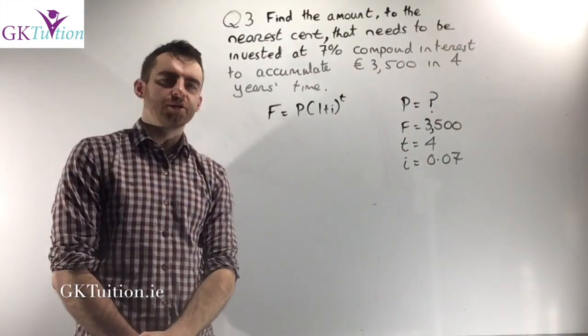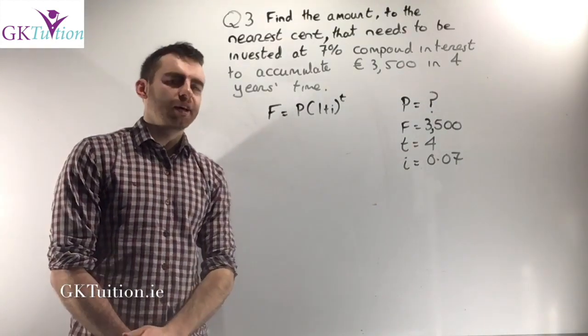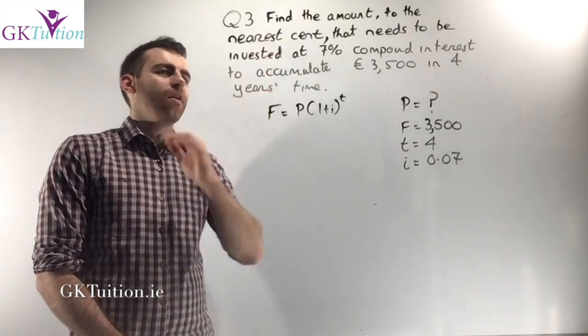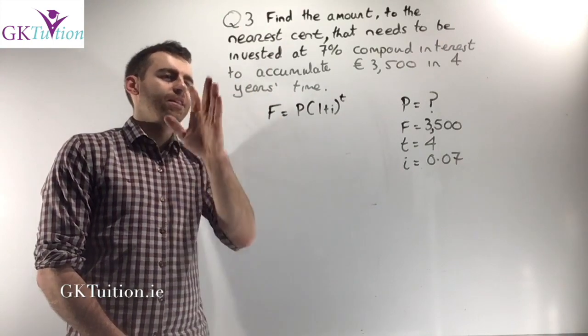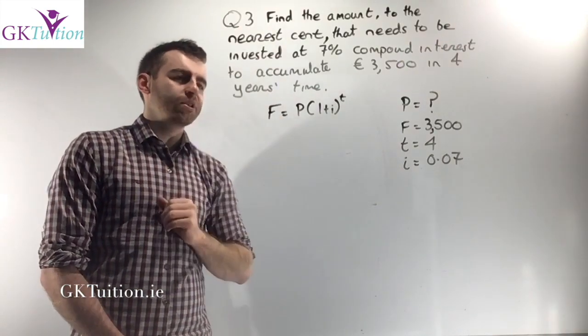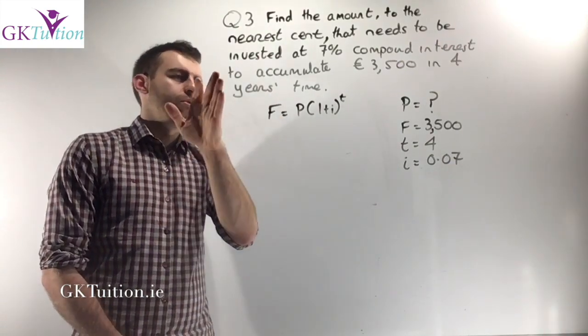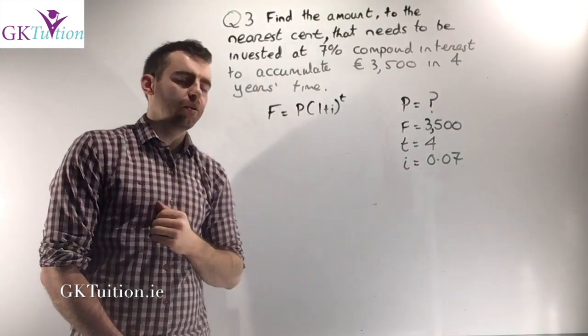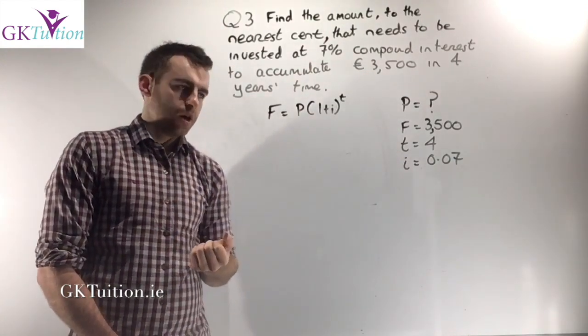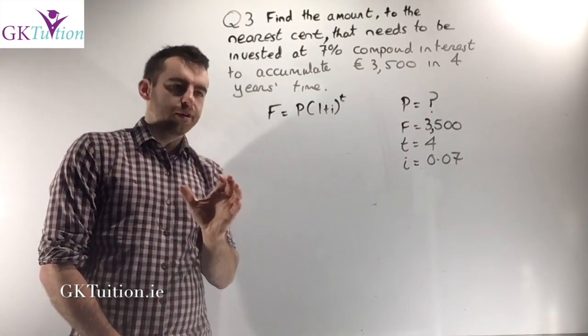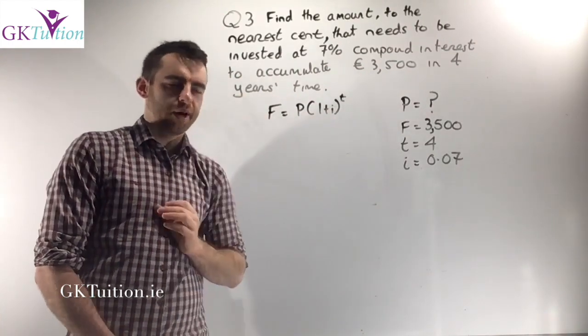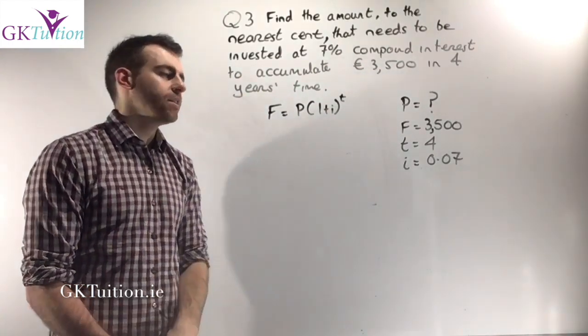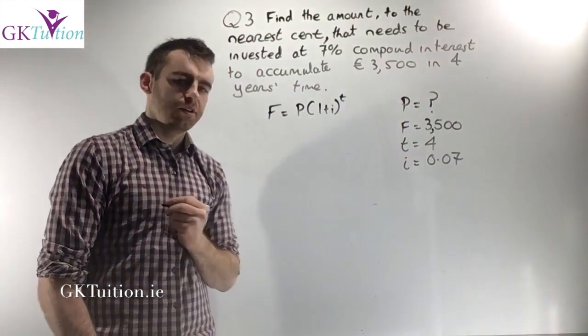Okay, let's have a look at question 3 here. This one was slightly different. It asked you to find the amount to the nearest cent that needs to be invested at 7% compound interest in order to accumulate €3,500 in 4 years' time. So once again, we're talking about compound interest, so you should write out your formula from page 30. And as always, fill in the information that you know.